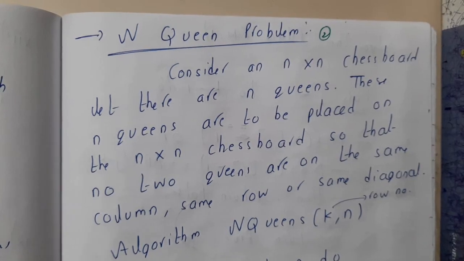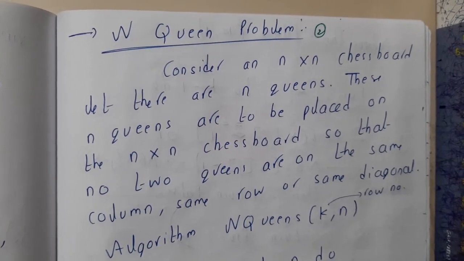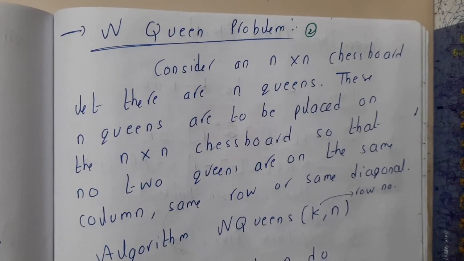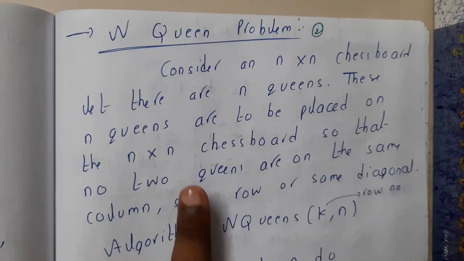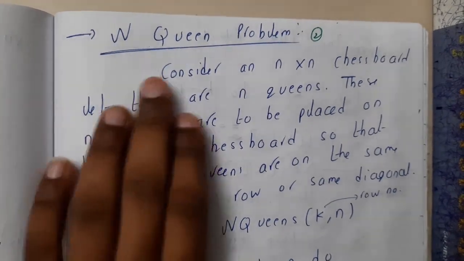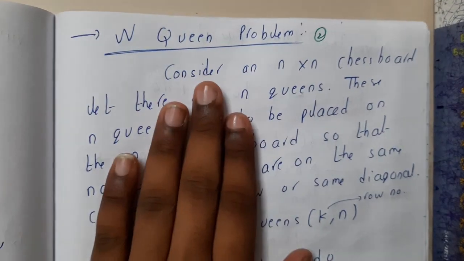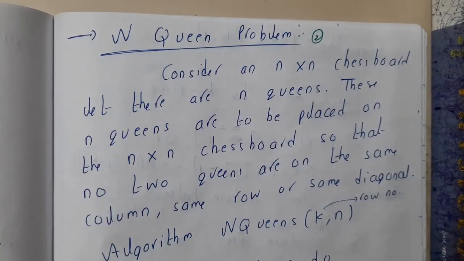Hello guys, we are back with our next lecture. In this lecture, let us continue the concept of backtracking. We'll be going through a problem called the n-queen problem, and we will be solving this problem with backtracking, guys.